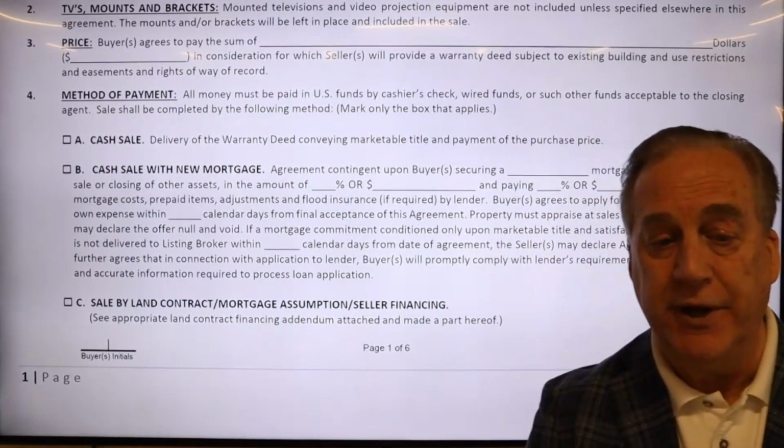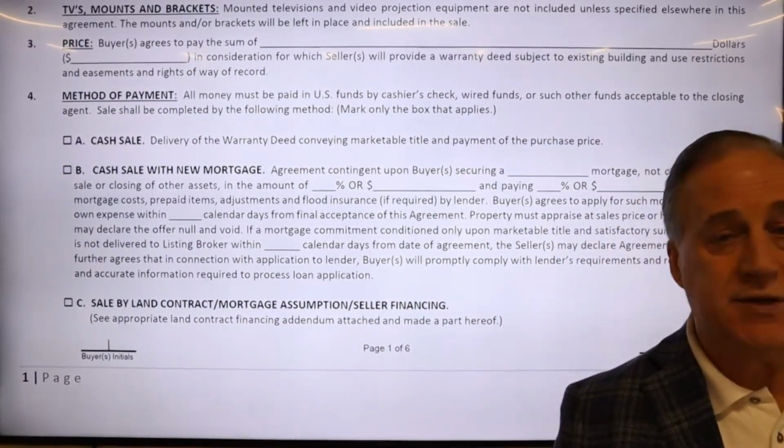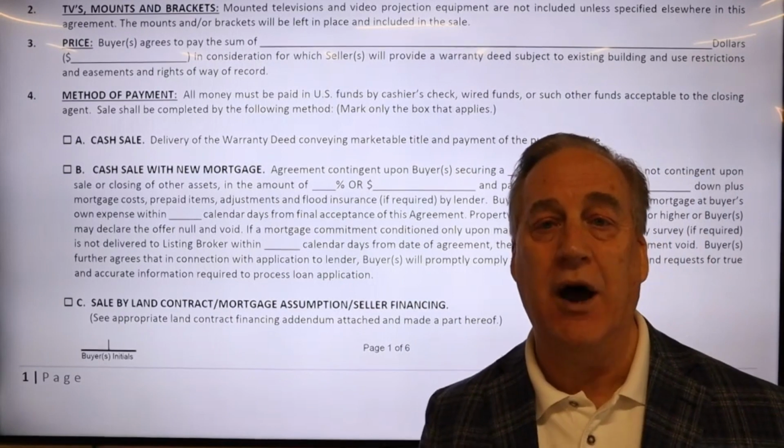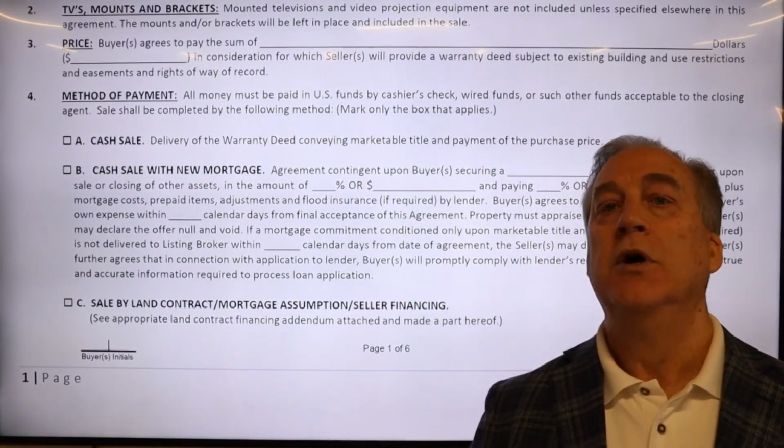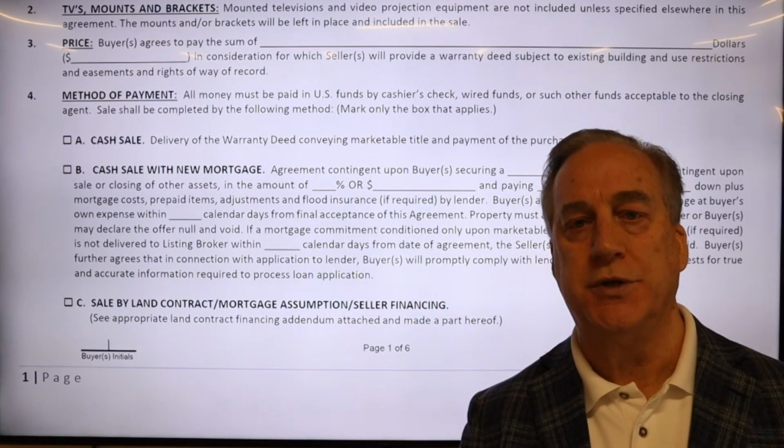Last one is simply sale by land contract, mortgage assumption, seller financing. I'm going to say, if you get anything out of the unusual, talk to your broker manager. Let them help you in regards to that.